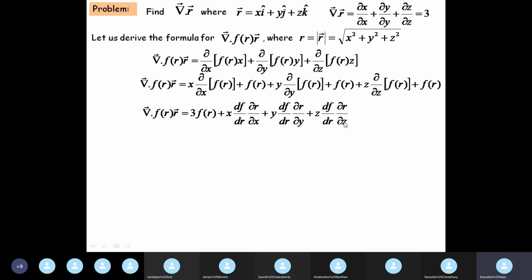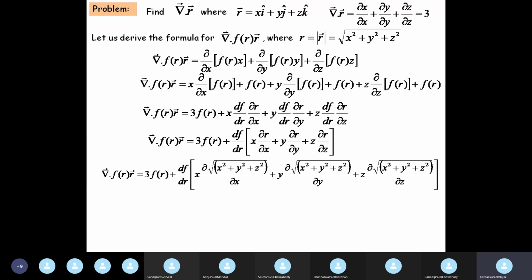If at any point you find any difficulty in understanding a step, please unmute and tell me, otherwise I'll just carry on. After this we have the 3 f(r) outside. What we do is we take df/dr common, and inside the bracket we are left with x ∂r/∂x plus y ∂r/∂y plus z ∂r/∂z.